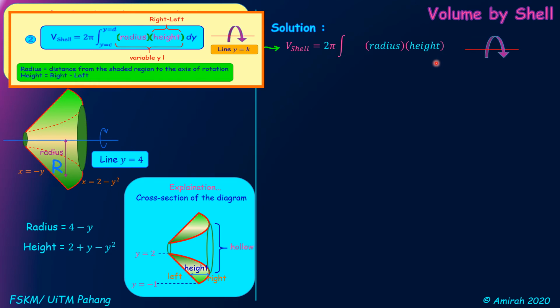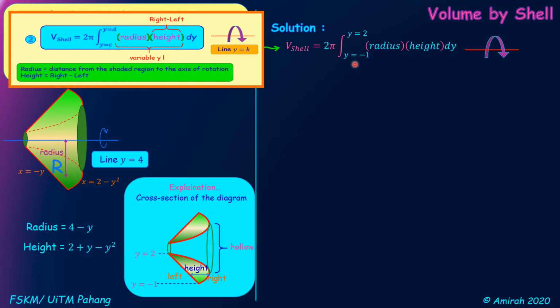To determine whether we need to integrate with respect to x or with respect to y, we refer to the axis of rotation. Under the shell method, if the axis of rotation is a horizontal line, we need to integrate with respect to y. That means we need to use the limits on the y-axis.